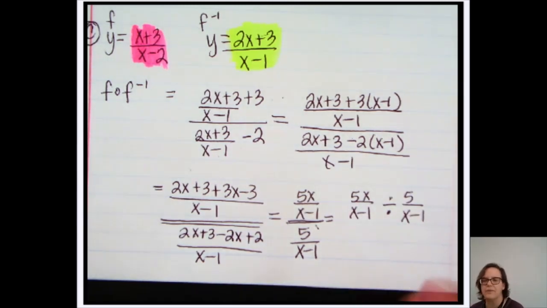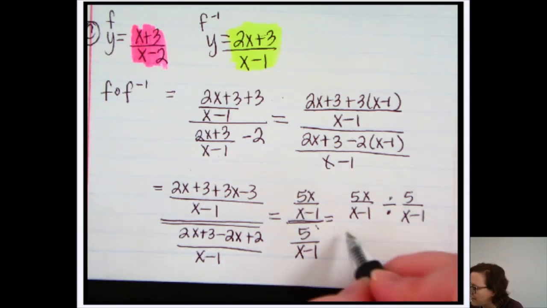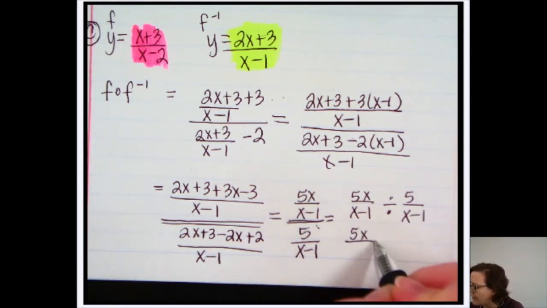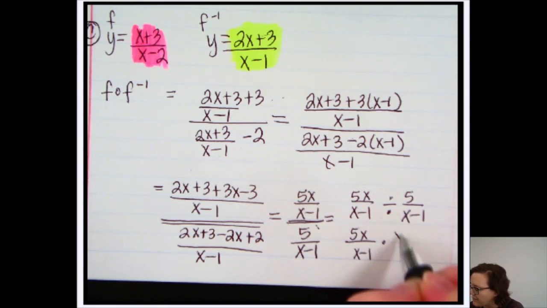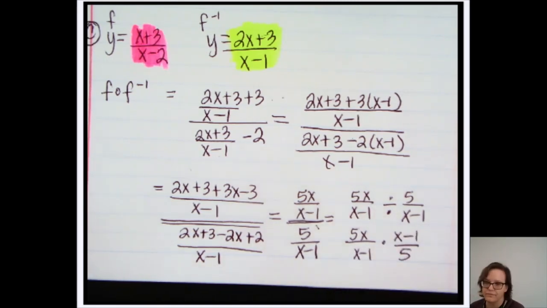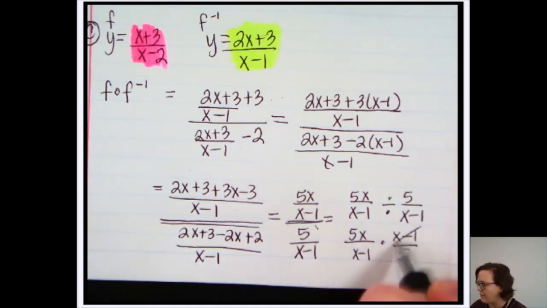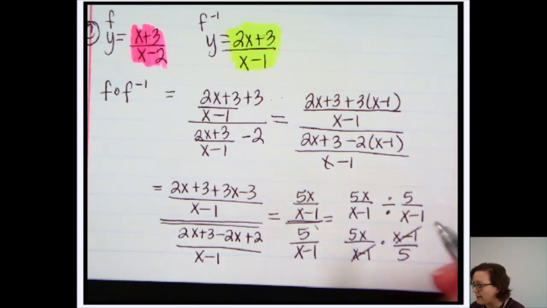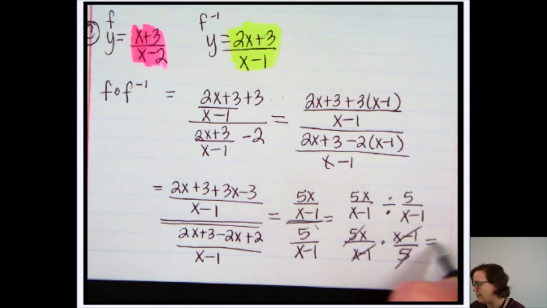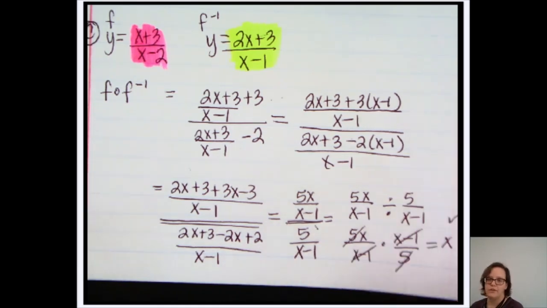So how does that help us out? Well, remember when we divide by fractions, we flip. So this is 5x over x minus 1 times x minus 1 over 5. And now we can cross out if something shows up on the top and the bottom. And so the x minus 1's cross out and the 5 crosses out, so we get x. Okay, so far, so good, hopefully.